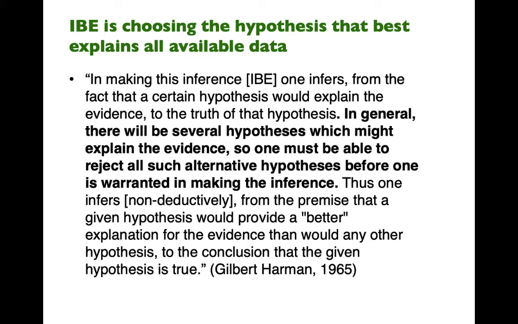Here's Gilbert Harman on this. In making this inference, one infers from the fact that a certain hypothesis would explain the evidence to the truth of that hypothesis. In general, there will be several hypotheses which might explain the evidence, so one must be able to reject all such alternative hypotheses before one is warranted in making the inference. Thus, one infers non-deductively from the premise that a given hypothesis would provide a better explanation for the evidence than would any other hypothesis, to the conclusion that the given hypothesis is true.